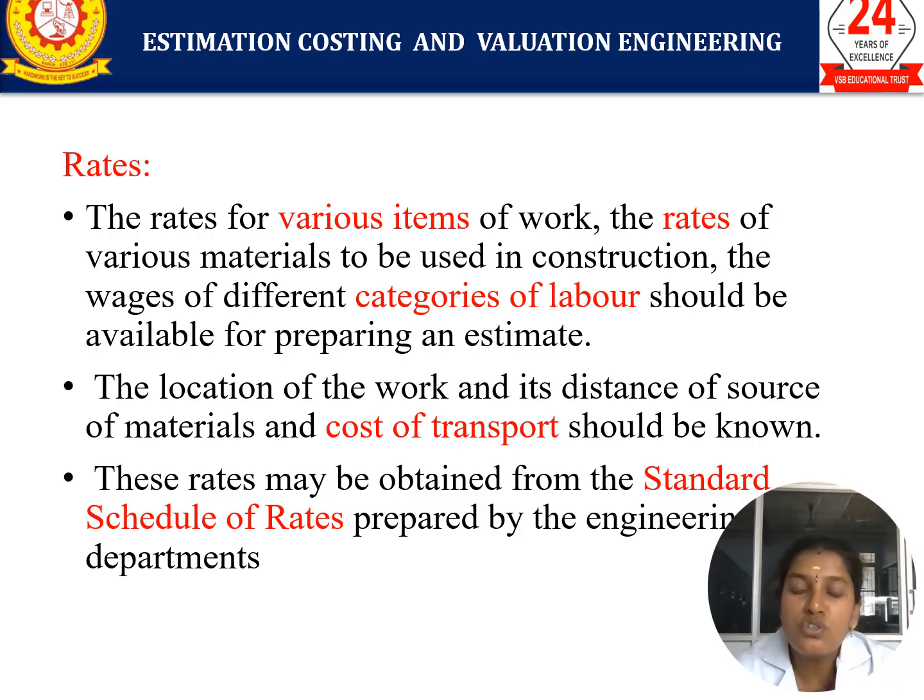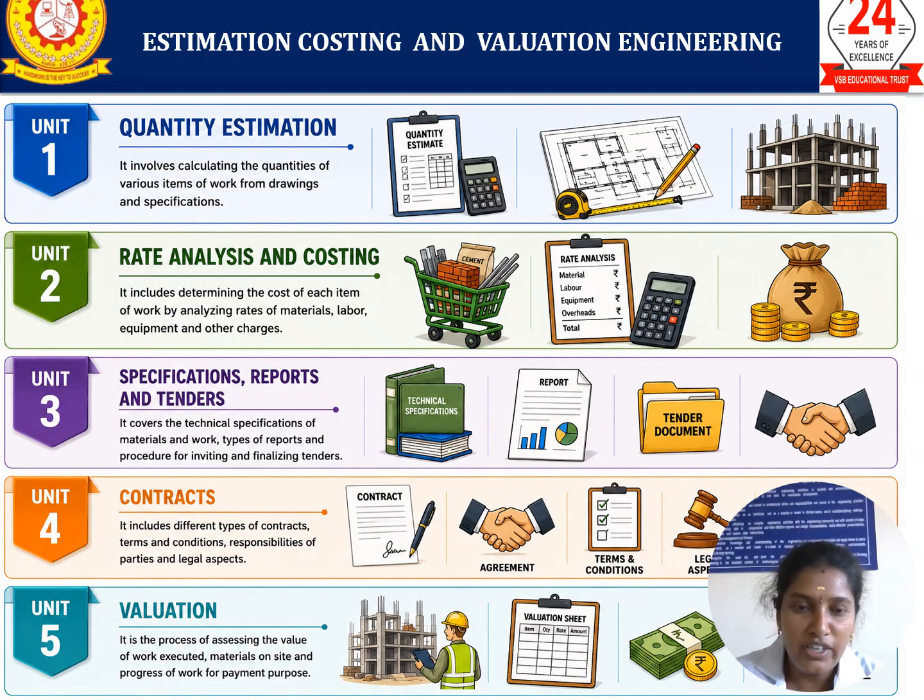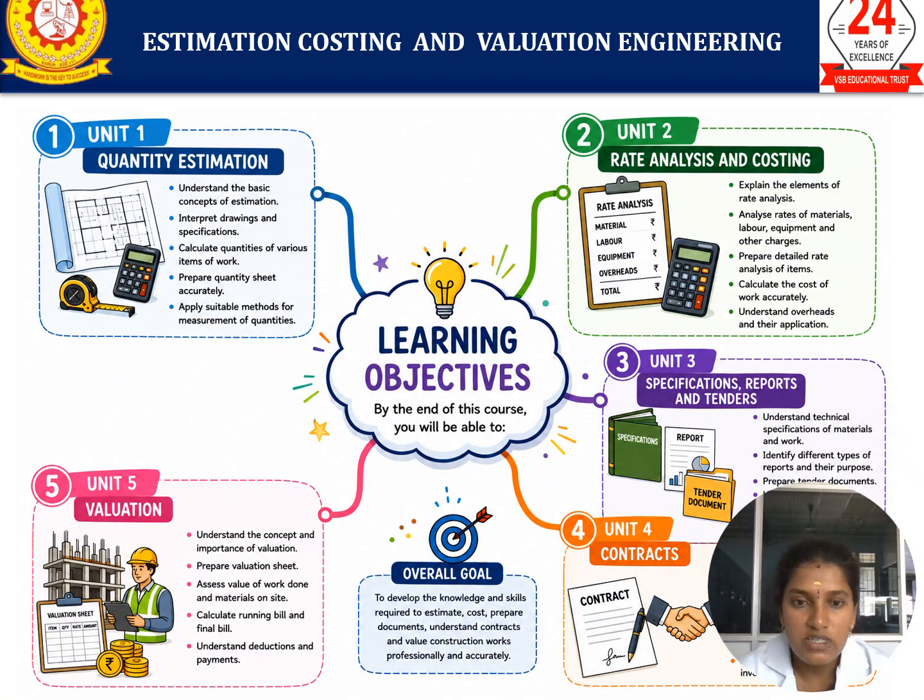And also we need to know the location of the work, the distance of the source, and the availability of the material. So that would be incorporated into the cost of transport. We have to know this also, right? So these are all the 5 units. Unit 1 is quantity estimation, unit 2 is rate analysis and costing, unit 3 is specifications, reports and tenders, unit 4 is contract, and unit 5 is valuation. We will see one by one.